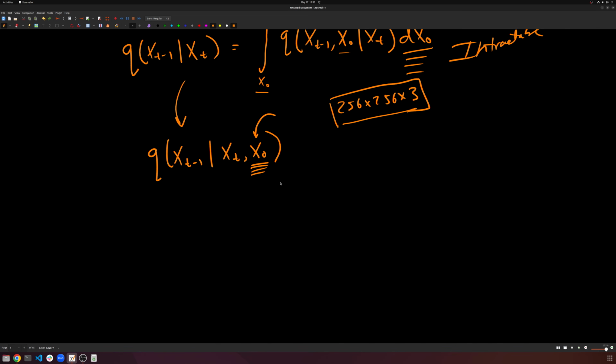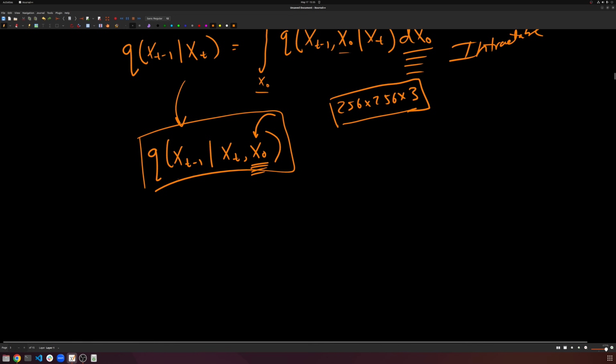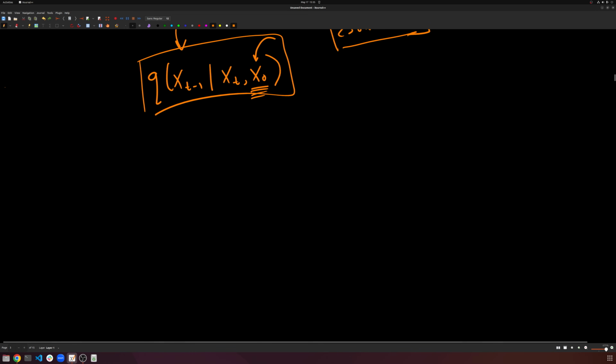There are more details to that, but I'm not going to go much further into it. Let's just solve it. This is what we want to solve for now, that's our key goal. We're going to do q of xt minus 1 given xt and x0, because that's what makes it solvable.